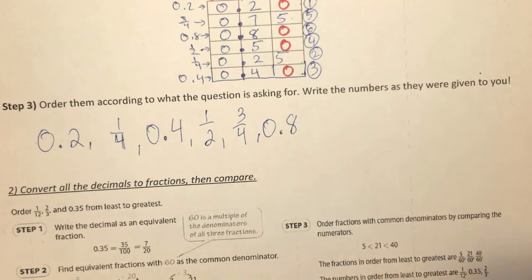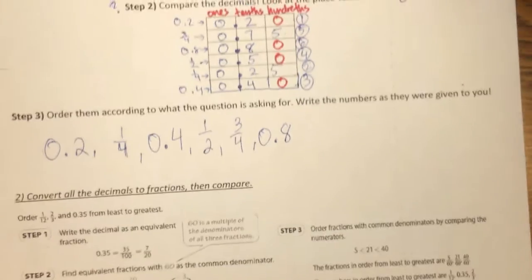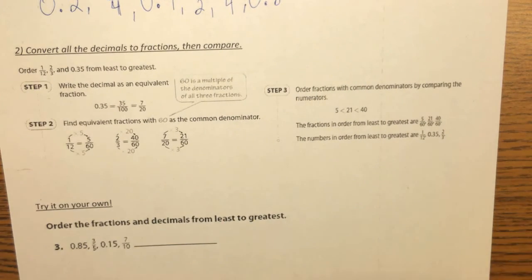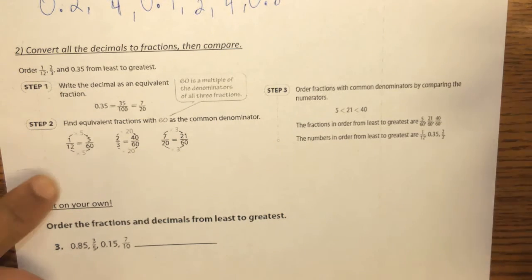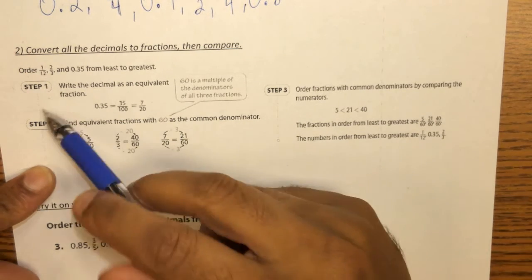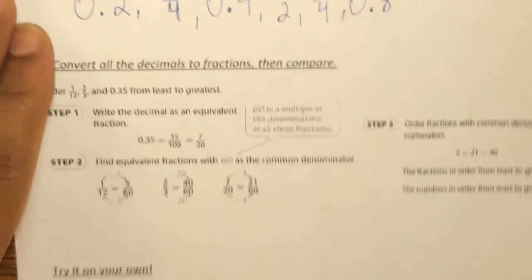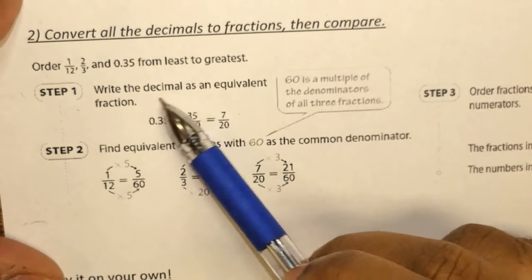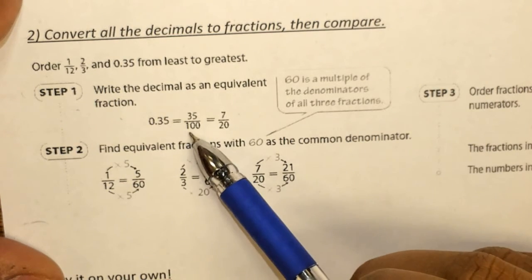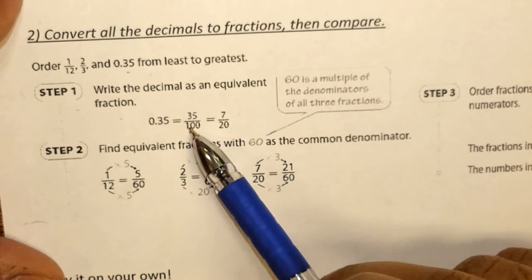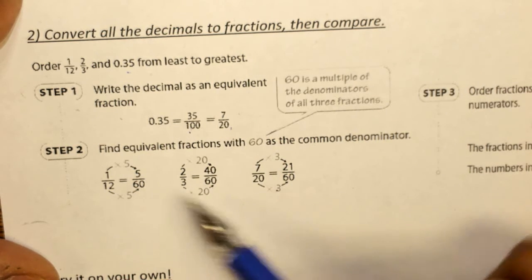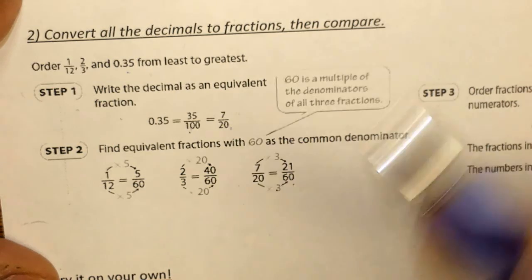Another way, let's say you don't like converting all the fractions. Maybe you want to do it another way. Well, you could do it as fractions. Now the thing about fractions is that it takes a little bit more time. So for example, if we take that step by step, it says that we want to order that from least to greatest. Write the decimal as an equivalent fraction. So I want to find a common denominator. So for 35 hundredths, I can simplify that to 7 twentieths. And I can get all of them to be at least at 60 as my common denominator.